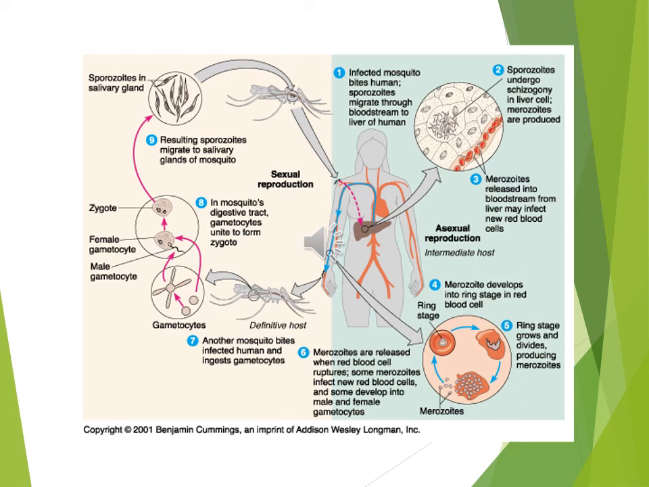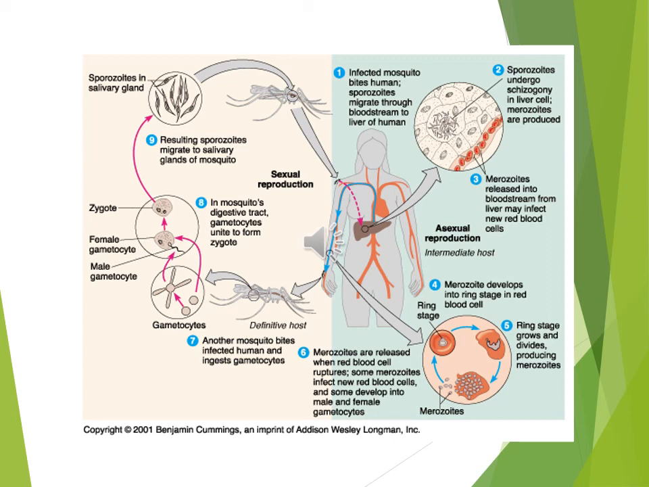Now these sporozoites enter the liver of the human. The second step is, sporozoites undergo schizogony in the liver cell. So sporozoites from the bloodstream enter the liver. Inside the cells of the liver, they divide and become merozoites. The third step is, merozoites are released into the bloodstream from the liver, and now they can infect the new red blood cells, that is, the RBCs.